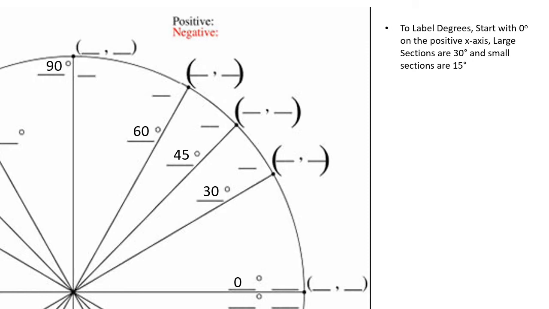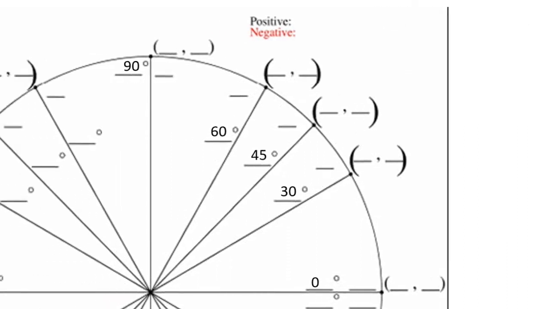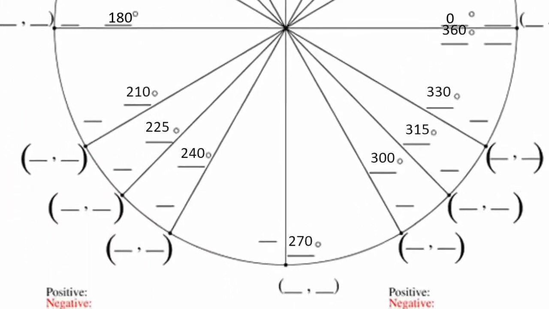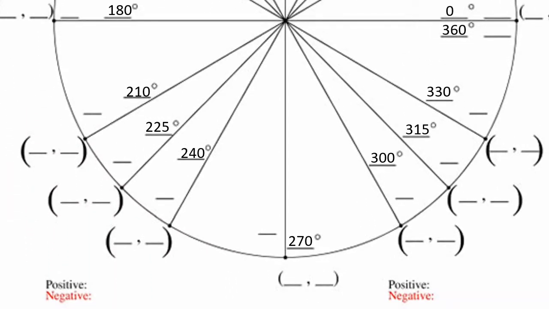Every time you reach one of the axes, one of the x or y axes, it's good to check to make sure that you're either at 90, 180, 270, or 360. That helps to keep you in check along the way. So we're just going to keep going around. Big section is worth 30, so we're at 120, then 135, then 150, then 180, 210, 225, 240, 270, 300, 315, 330, 360. And that's the full way around.